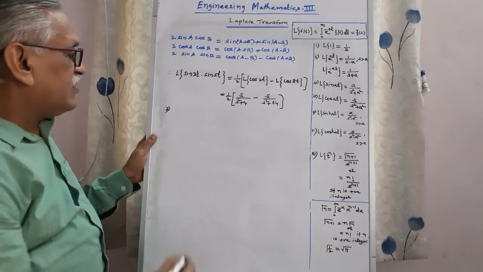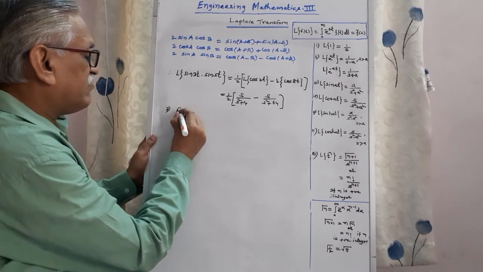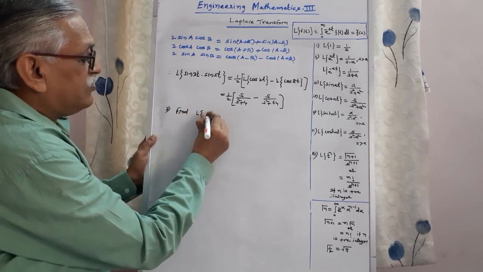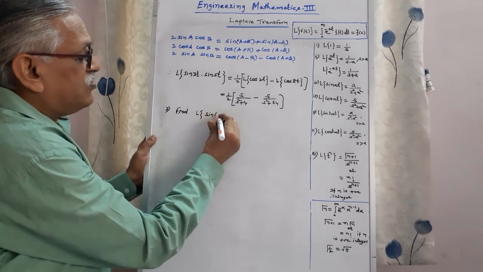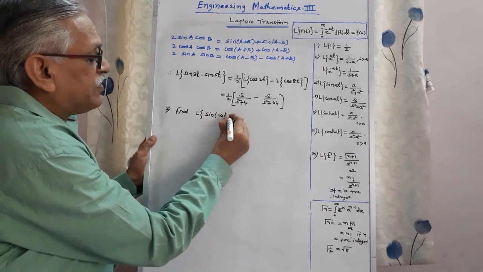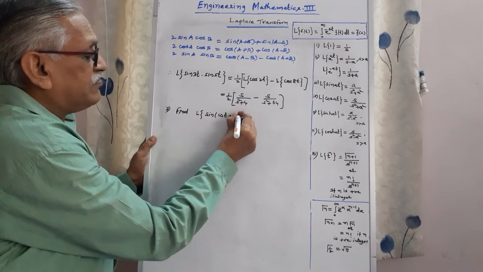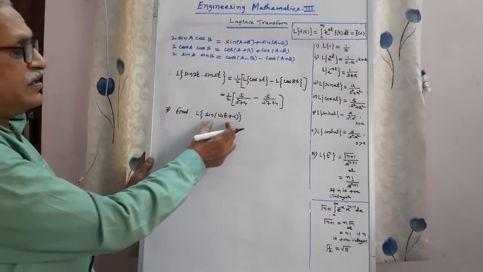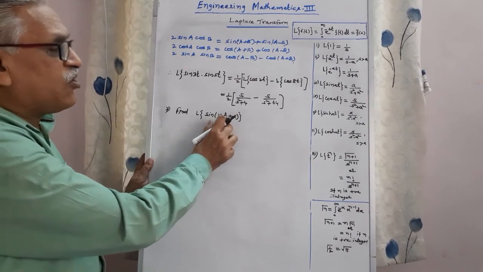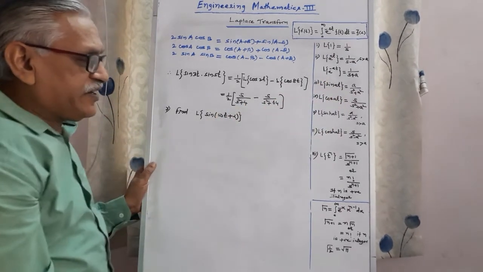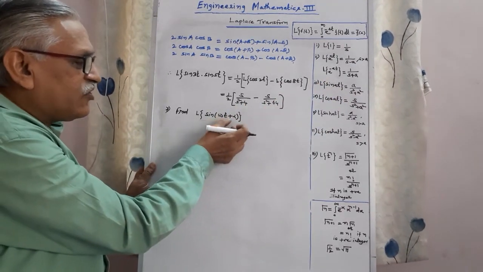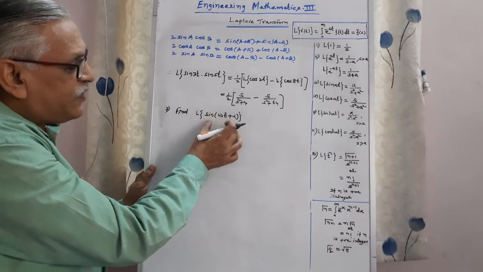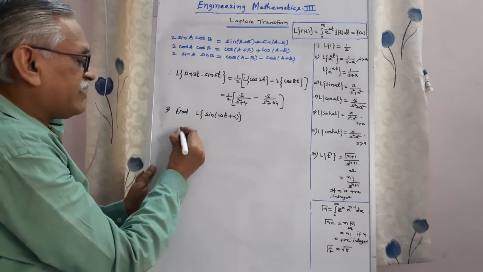Next example, find Laplace of sin of omega t plus alpha. See, whatever formula we have is only for sin at, and here it is sin of omega t plus alpha. Therefore, we have to expand this by the formula.